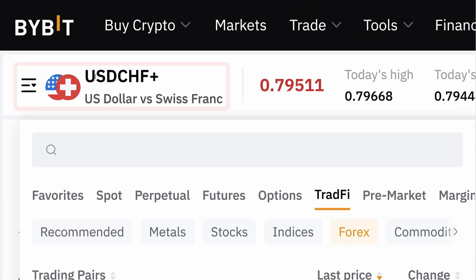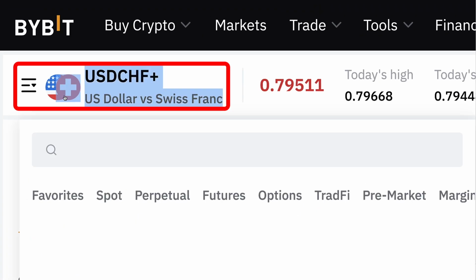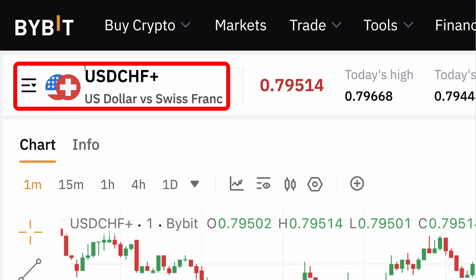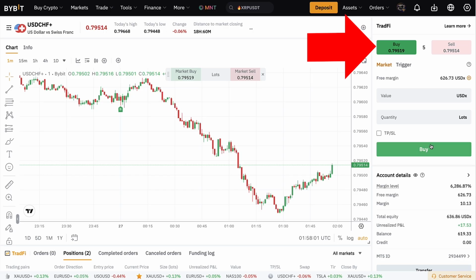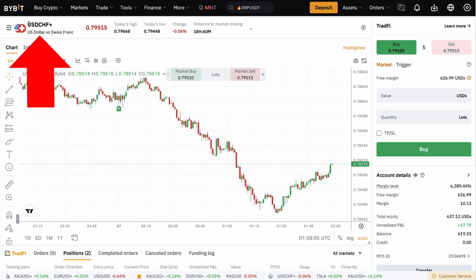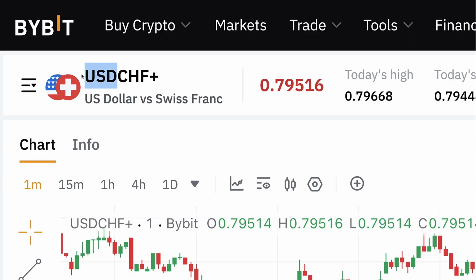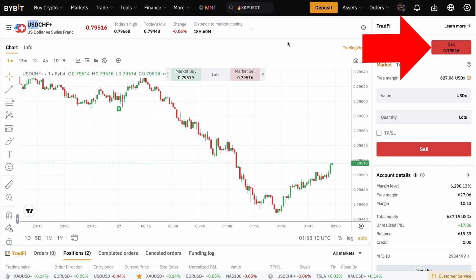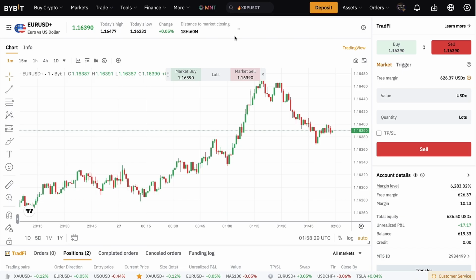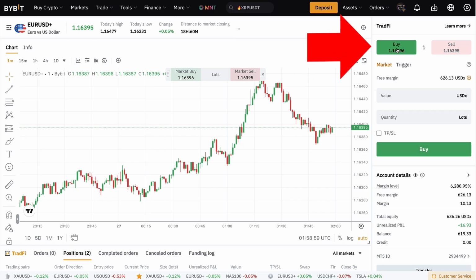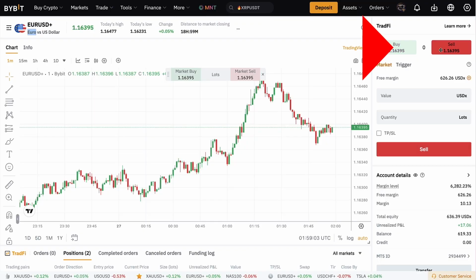I have chosen here US dollar versus Swiss franc, some of the strongest government currencies on planet Earth. And here, when you choose buy, you are expecting that the price of the first asset, in this case US dollar, goes higher. If you choose sell, you are expecting the price of the second asset to go higher, in this case Swiss franc. Just to explain the same thing with the other trading pair. So when you click here buy, you are expecting the first asset to go higher. When you click sell, you are expecting the second asset to go higher.